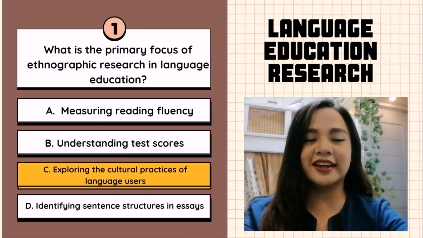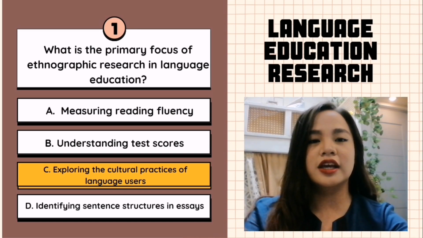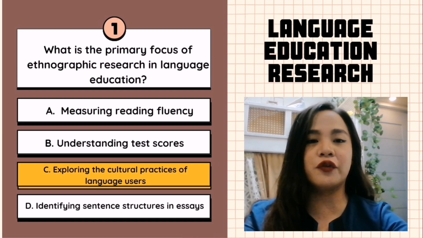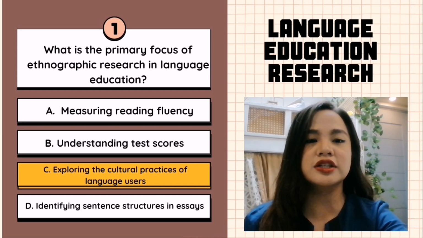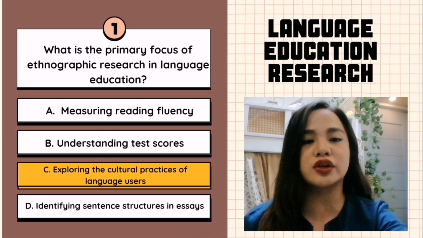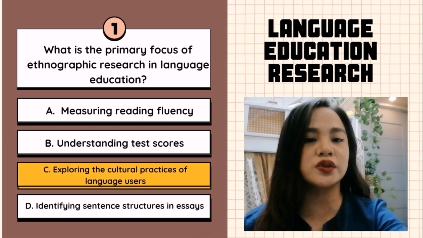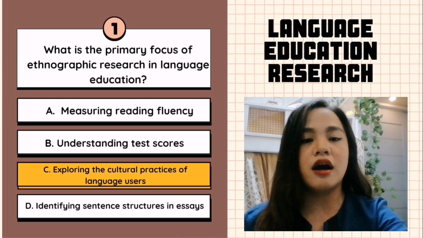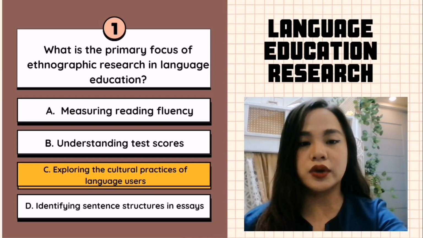Yes, that is correct. The answer is letter C, exploring the cultural practices of language users. Why is it correct? Ethnography research is focused on studying people and their culture. In language education, it aims to understand how language is used within cultural and social contexts. It also observes shared practices, values, norms, and communication patterns in real-life settings like classrooms or communities.